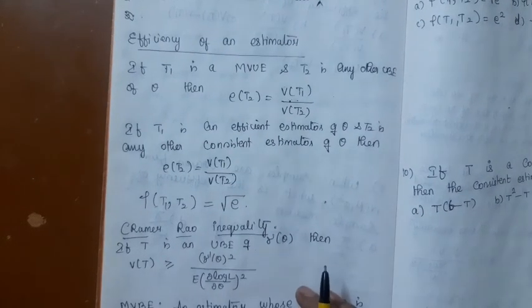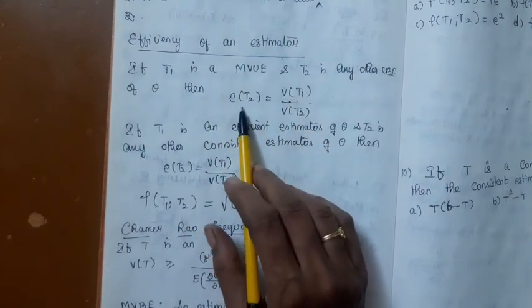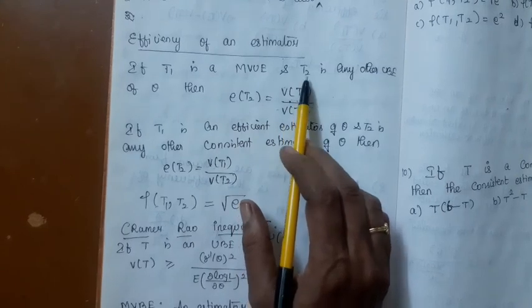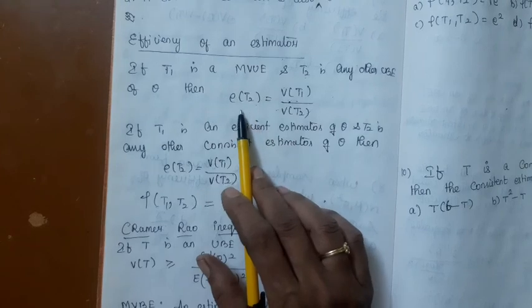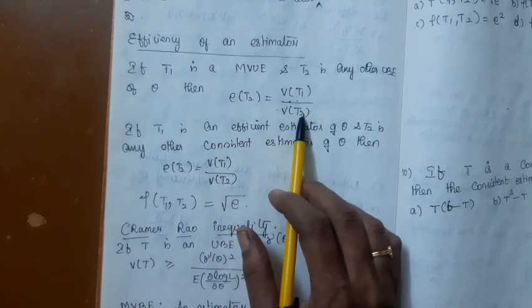This is the second video on theory of estimation. Efficiency of an estimator is computed like this. If T1 is the minimum variance unbiased estimator and T2 is any other unbiased estimator of theta, then the efficiency of T2 can be calculated as variance of T1 by variance of T2.